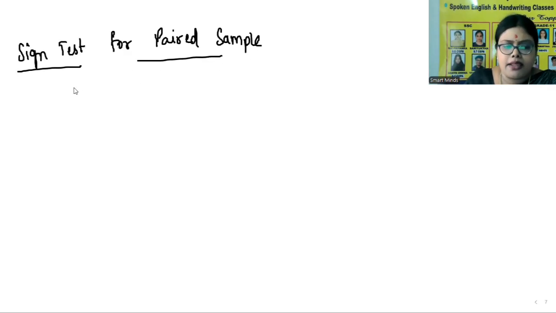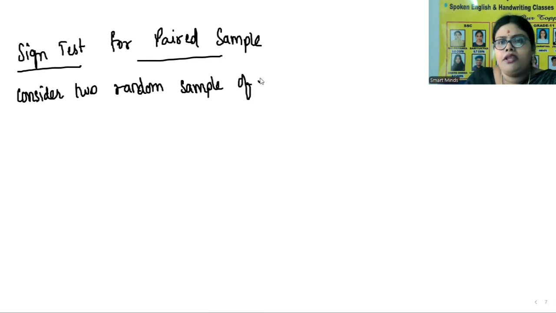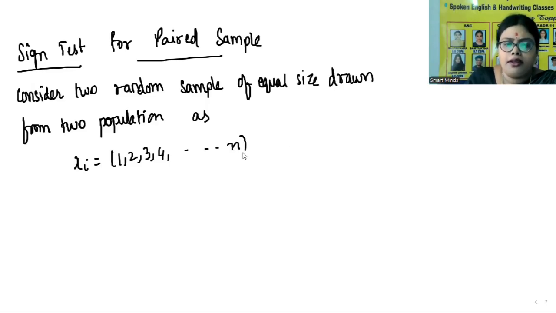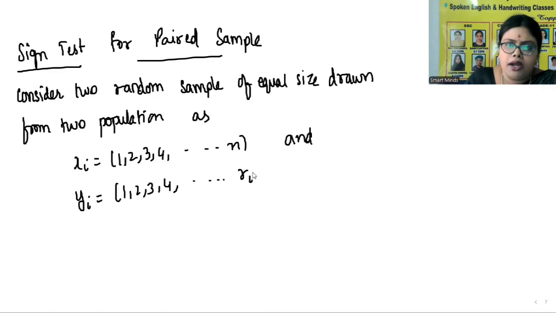Sign test for paired sample. So here let us consider two random samples of equal size drawn from two populations, as xi, where i is equal to 1, 2, 3, 4, and so on up to n, and yi, where i is equal to 1, 2, 3, 4, and so on up to n.